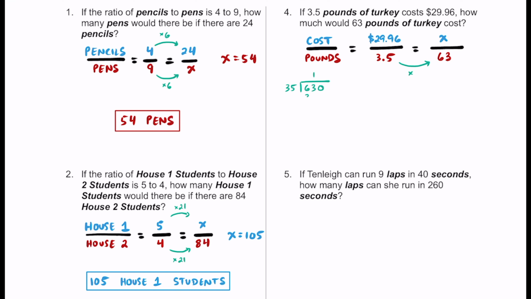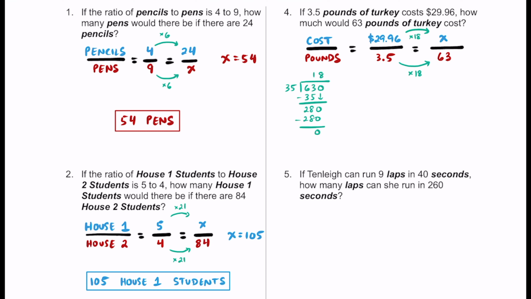1 times 35 is 35. Go ahead and subtract here. I think that's going to be 28. Let's go ahead and bring down the 0 here. So 35 into 280, I believe that's going to be 8. So 8 times 35 is 280. So we have a remainder of 0. So I believe this is 18 times more pounds of turkey. So it should cost 18 times more amount of money as well.